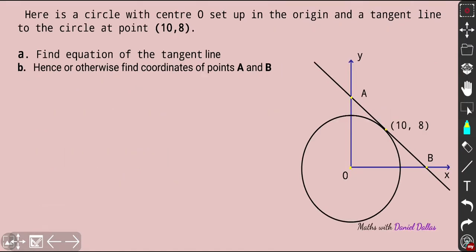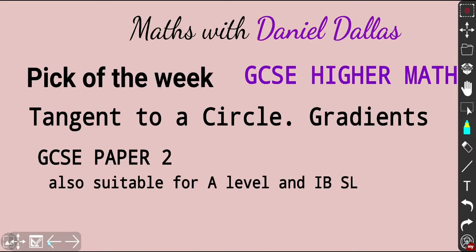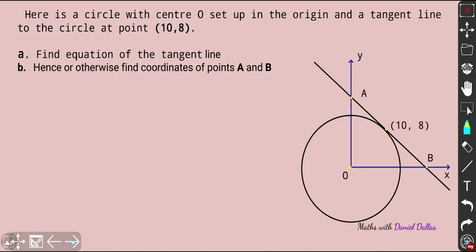Pause the video, try to do it by yourself, and then see my explanation. The topic, as you noticed, is all about tangent to a circle. You need to be aware of the properties of tangents, and you need to be able to set up the right equation for the tangent line and define the gradients, x and y intercepts. It's all about that. Here's my explanation of this problem.